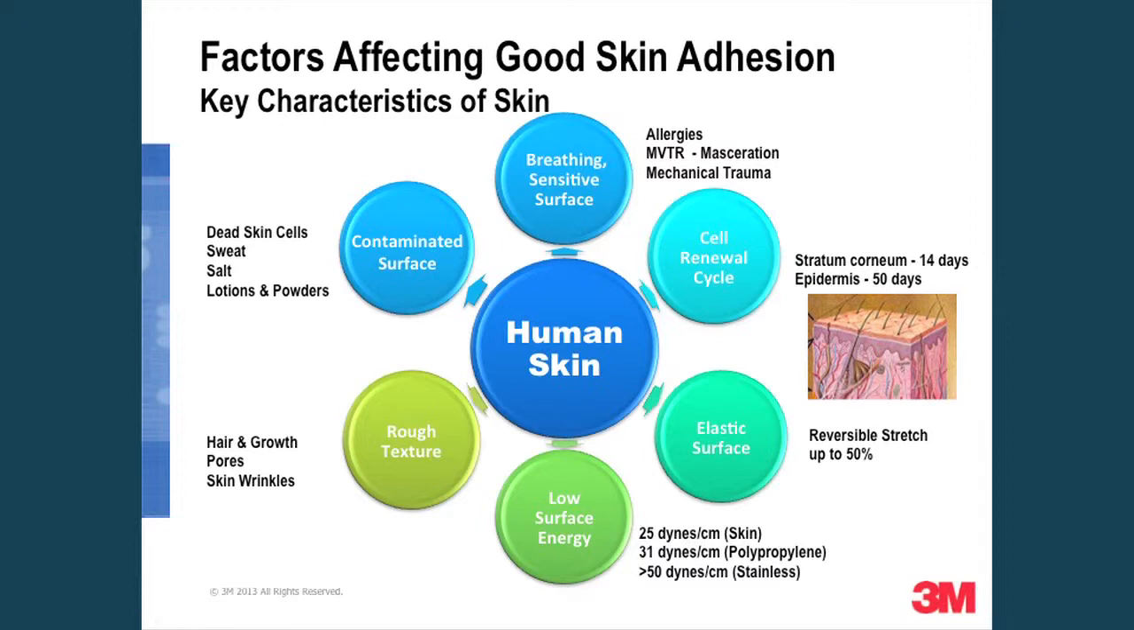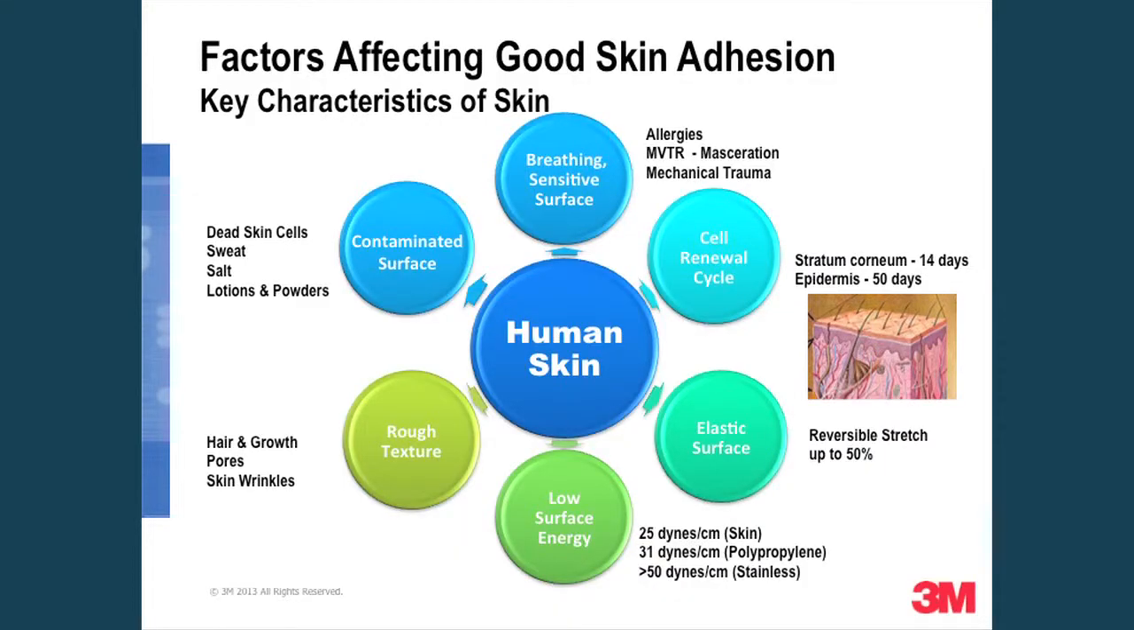You have to deal with the cell renewal cycle that is automatic for everyone. The entire surface turns over in 14 days. Your entire skin surface from the lower levels on up turns over every 50 days. So you have to be aware that pushing for 2 weeks on a stick-to-skin application isn't usually a good idea. 7 days tops.